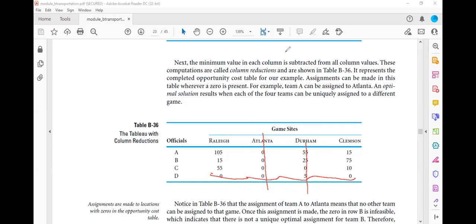So dahil hindi pa siya optimal, ang gagawin mo ngayon, hahanapin mo what is the lowest among the uncovered cost. So 105, 15, 55, 15, 75, and 10. Ang lowest dyan is 10. Ngayon, itong 10 na to will be subtracted from all the uncovered cells. It will be added to all the intersections. So, ibig sabihin itong 0 na to, magiging 10 na yan. Itong 5 na to, magiging 50 na yan. The rest of the covered cell will stay as is. But for the uncovered cell, lahat sila mababawasan ng 10.